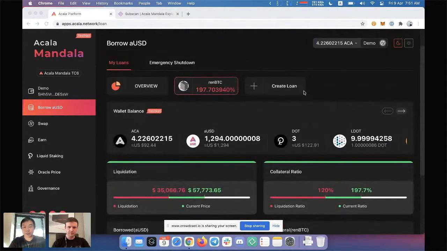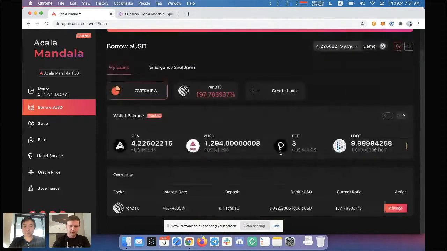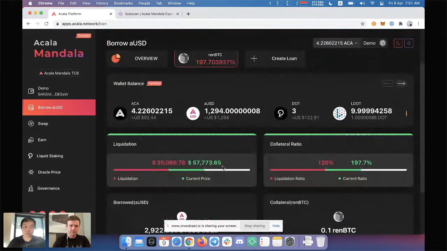Any asset that is available through the governance process can be borrowed against. Different assets have different risk parameters. For example, Bitcoin might have its own parameters for the collateral ratio, the liquidation ratio, and the liquidation fee. L dot, KSM, and LKSM might all have different ratios that are managed and governed by the governance process. That is essentially how you borrow against crypto in Karura.